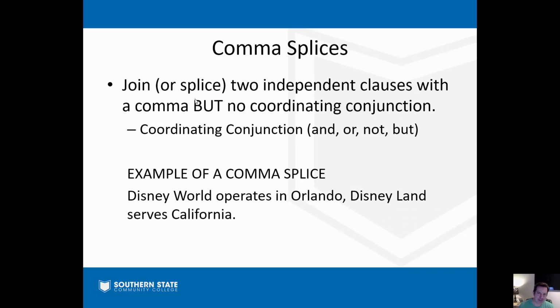Now, comma splices happen when a writer joins two independent clauses and they use a comma, but they don't put a coordinator in there. A coordinator like but, not, or, and. In our example here, you can see that we have two independent clauses. Disney World operates in Orlando, Disneyland serves California. Two independent clauses. Both of those could stand on their own and be their own sentence, but we put them together. Spliced them together. That's where they get the name comma splice. We spliced them together or joined them together with a comma. The missing coordinator, there's no and, is what makes it a comma splice.